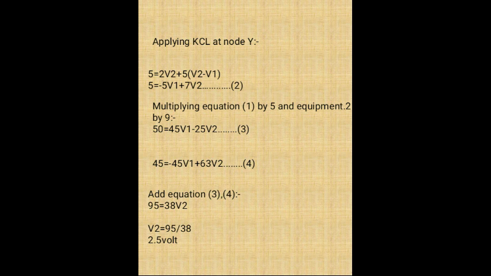Now we add equations 3 and 4. So the solution is 95 = 38V2. So the value of V2 is 95/38, that is 2.5 volts. It means at node 2 the voltage is 2.5 volts.